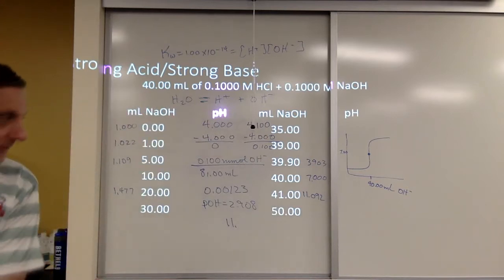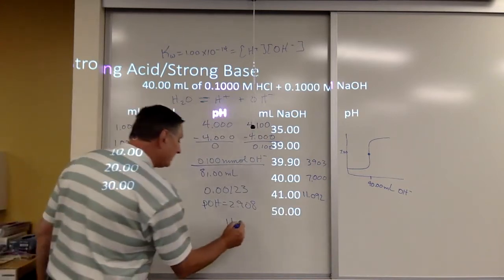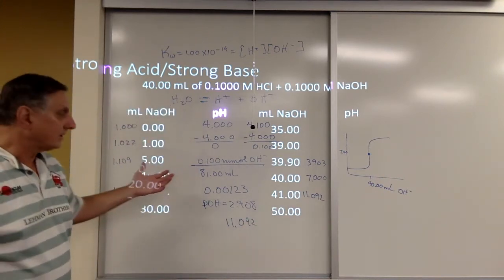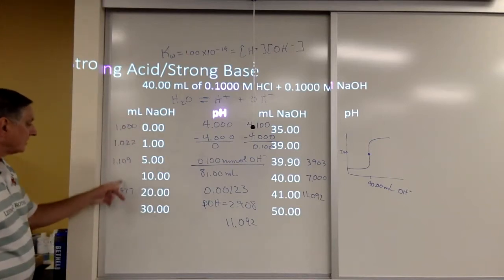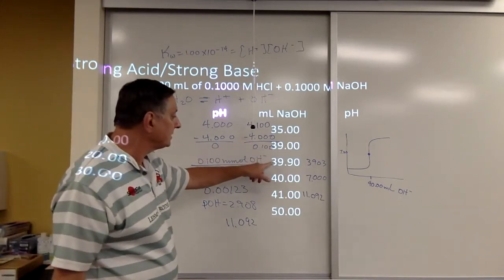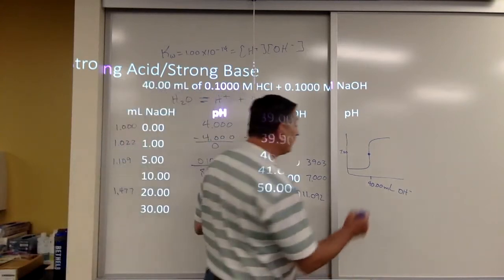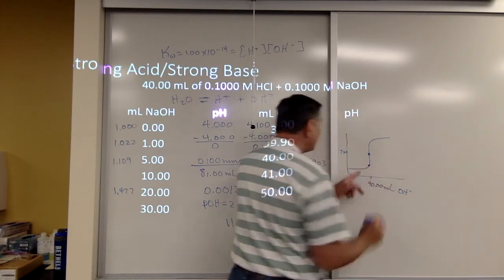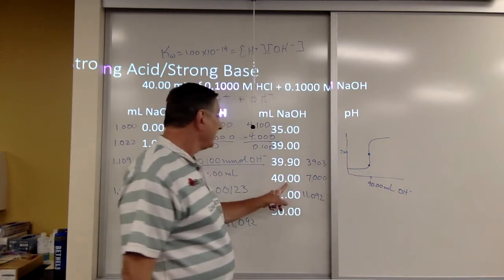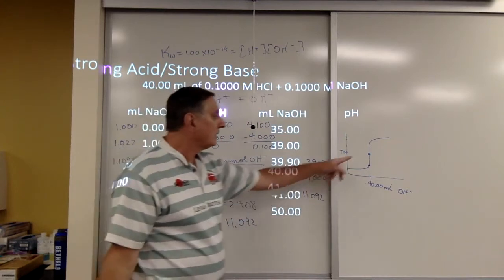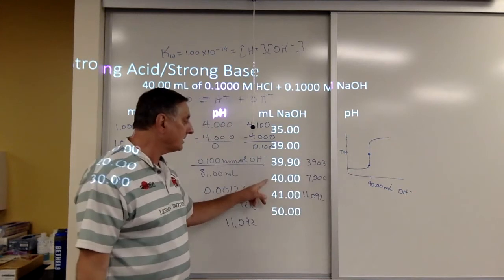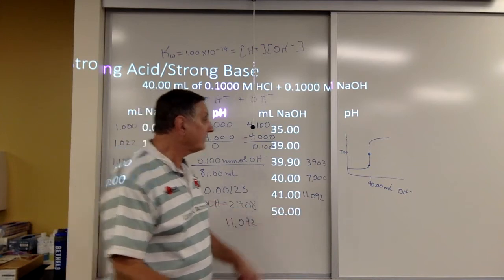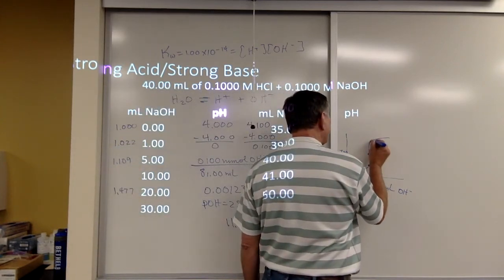Okay, so here's what I want to point out. This is why titration curves look the way they do. All the way up, notice how slowly the pH changes up until we hit even 39.9. Right here, the pH is going to be 3.9. 1/10 of a milliliter later, we're at 7. 1 milliliter later, we're at 11. 1 milliliter later, we're all the way up here.